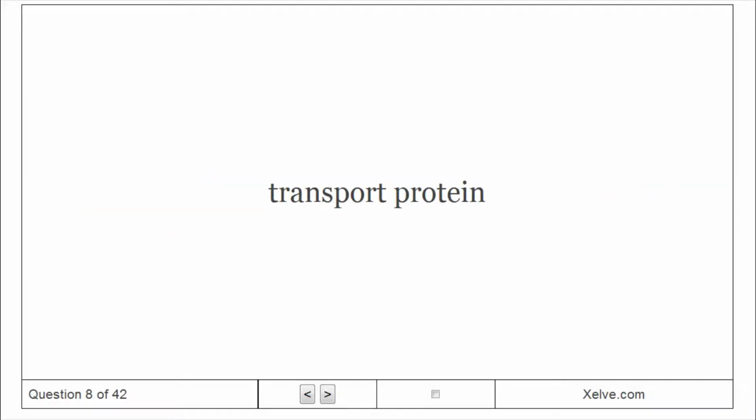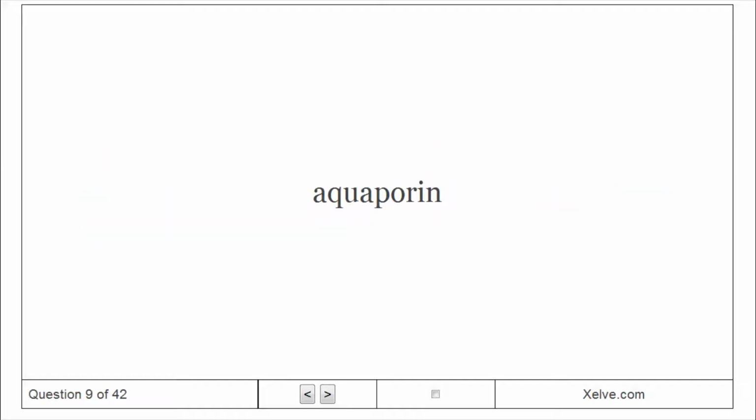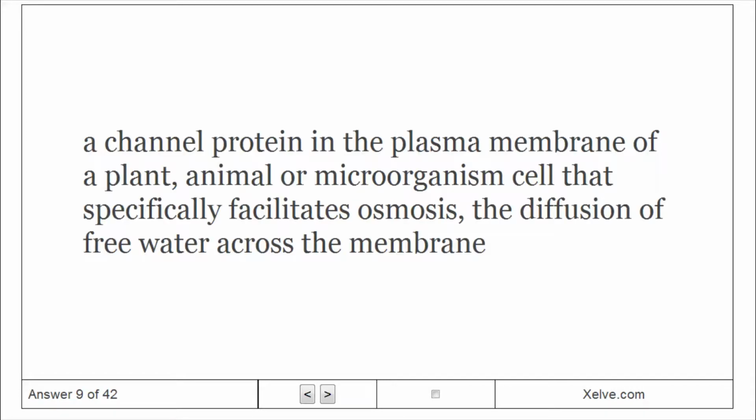Transport protein, a transmembrane protein that helps a certain substance or class of closely related substances to cross the membrane. Aquaporin, a channel protein in the plasma membrane of a plant, animal or microorganism cell that specifically facilitates osmosis, the diffusion of free water across the membrane.